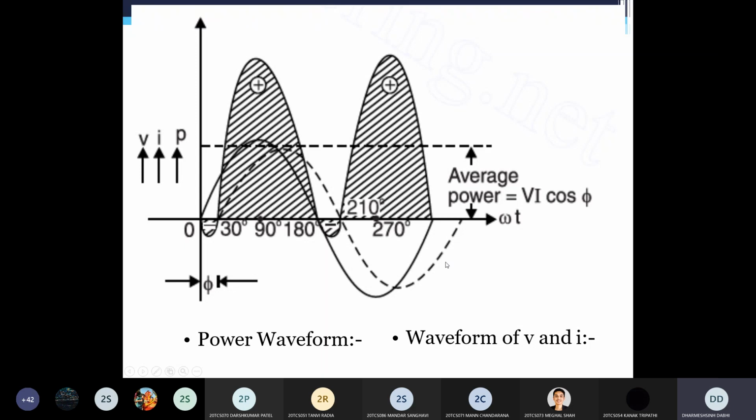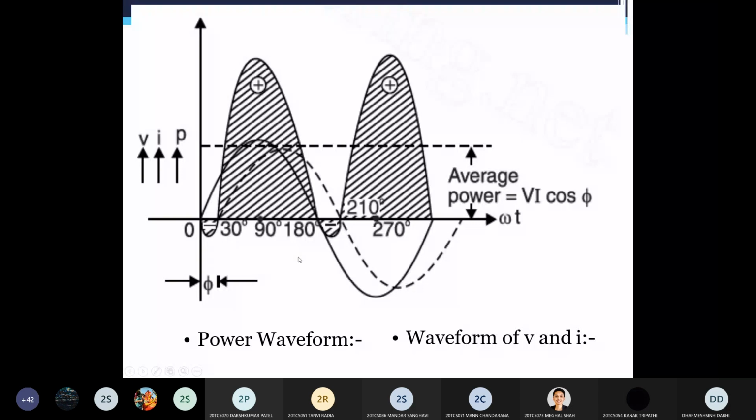Clear? So because of the phase difference between voltage and current, you can see the wave shapes of voltage and current lag behind or apart from each other by angle theta or phi. Here it is 30 degrees.